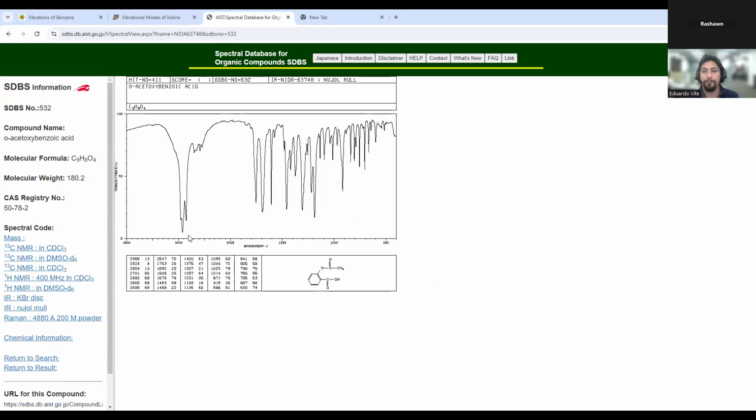So again, you have those very distinctive sp3 carbon-hydrogen stretches from the CH3. And then you have your carbonyls. So note that in acetylsalicylic acid, you have two types of carbonyls. You have your ester carbonyl and you have your carboxylic acid carbonyl. So you'll see here at 1700, you actually have two carbonyl peaks. One is lower than the other.